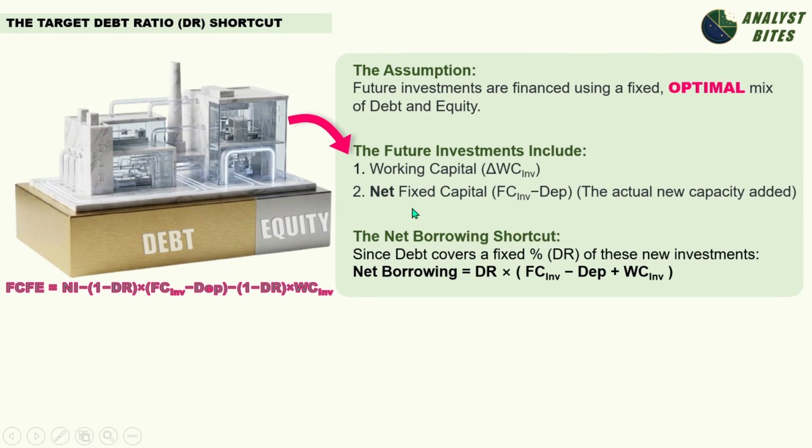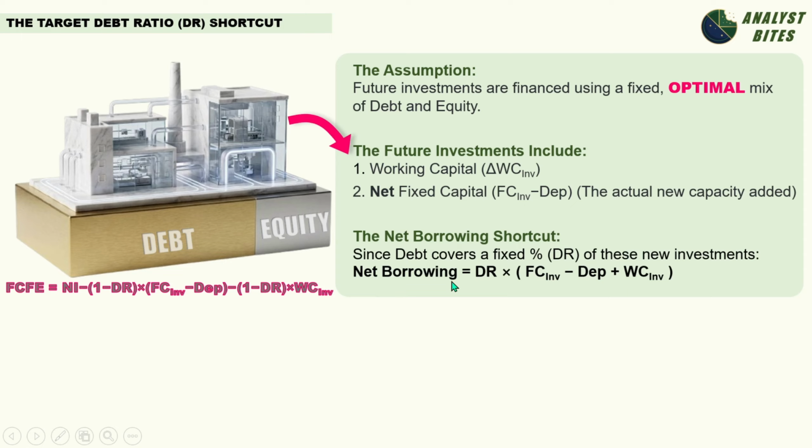Here is the key. Because the company plans to finance this using its optimal capital structure, let's say fixed at 60% debt and 40% equity. It's like requiring this factory to be built with 60% gold blocks and 40% silver blocks. Those 60% gold blocks, which is DR multiplied by total capital requirement, represent the money the company plans to borrow from creditors. That exactly equals your future net borrowing.